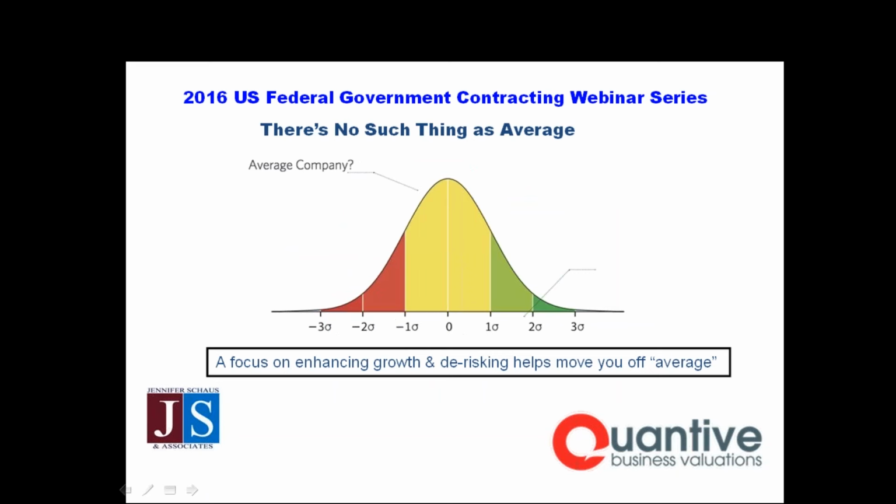Dan is fond of saying that there's no such thing as an average company. Everybody is different. There are many, many factors that come into play. So you do need to rely on the help of professionals to find those areas where you are unique, things that you can focus on that allow you to manage the risk more effectively, to move you off of the average part of the bell curve and into a higher risk profile.